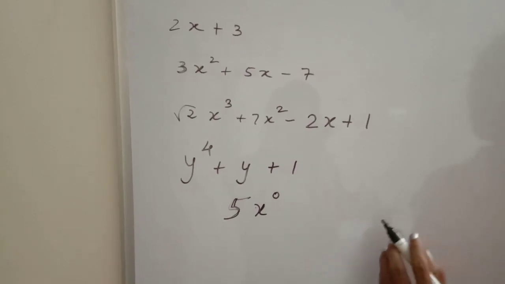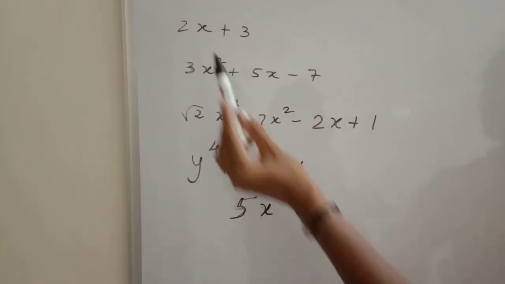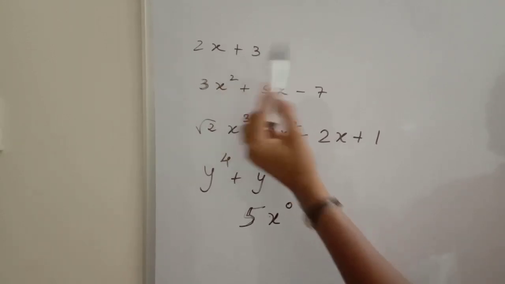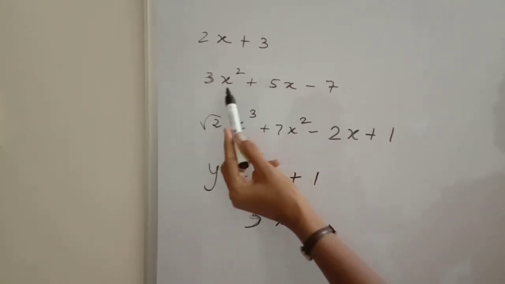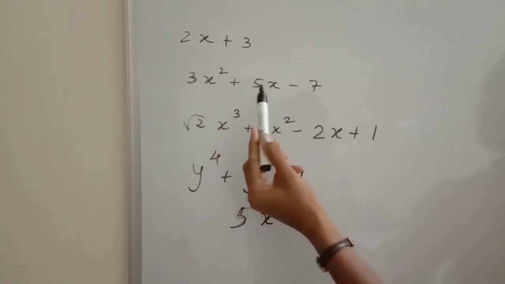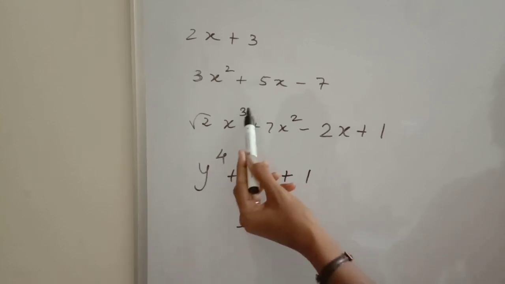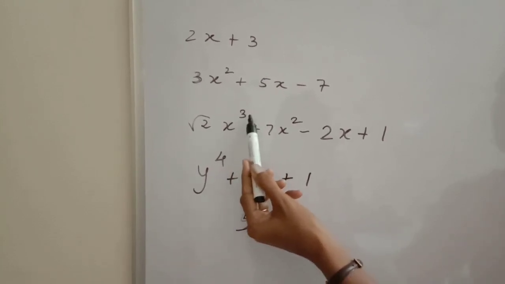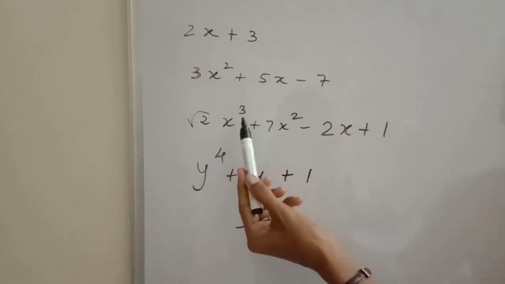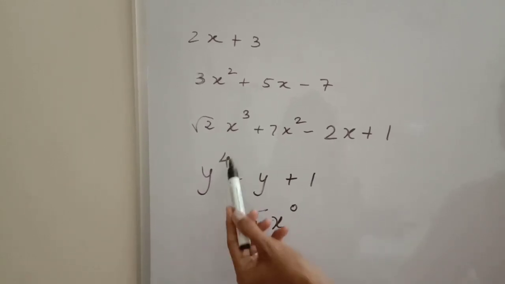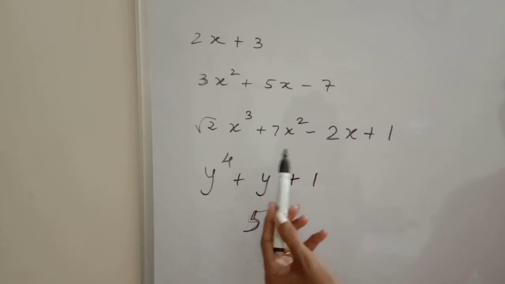Now let's talk about the types of polynomial. Here the power of x is 1. So this is called a linear polynomial. Here the highest power of x is 2. So this is called a quadratic polynomial. Here the highest power of x is 3. The power of the variable is 3. So this is called a cubic polynomial. Here the highest power of y is 4. So this is called a biquadratic polynomial.